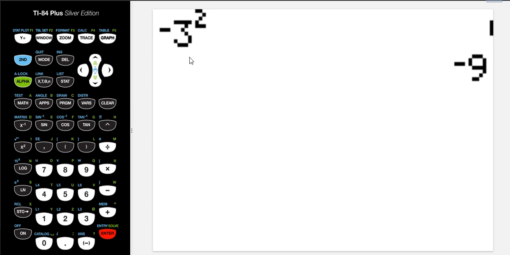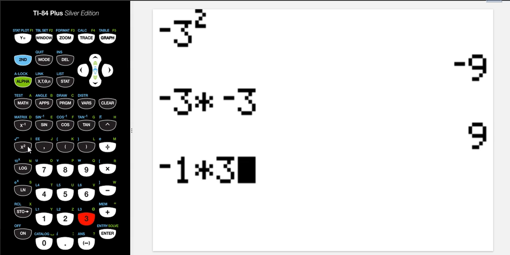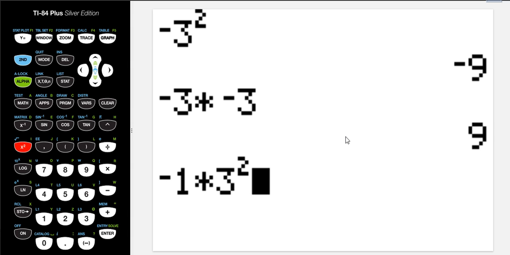It's doing please excuse my dear Aunt Sally. So it sees your problem that you typed in as -1 times 3 to the second power. So it's seeing what you typed in as a negative raised to a power as a -1 times that base raised to a power.